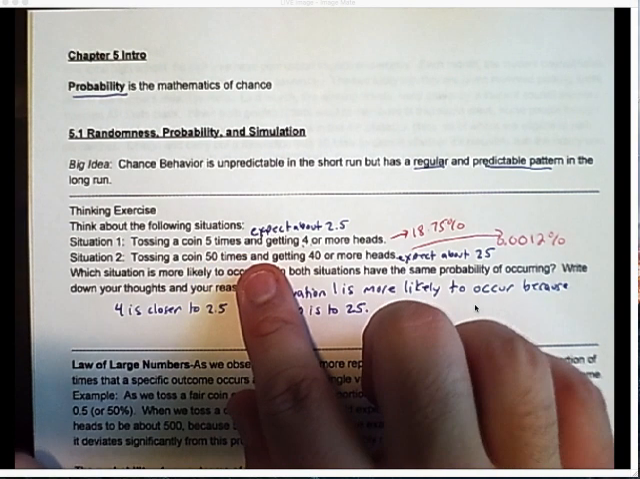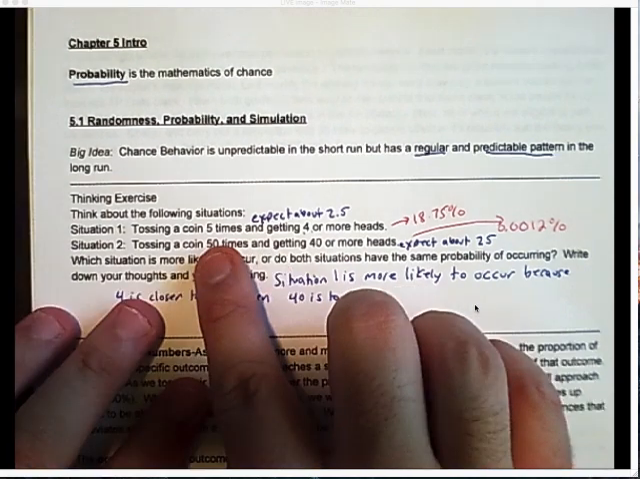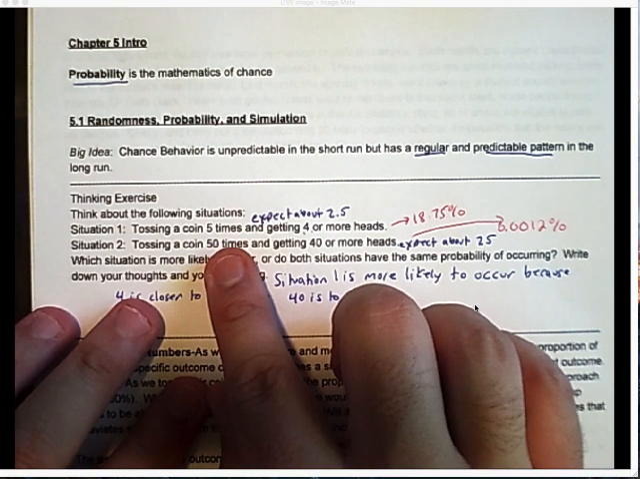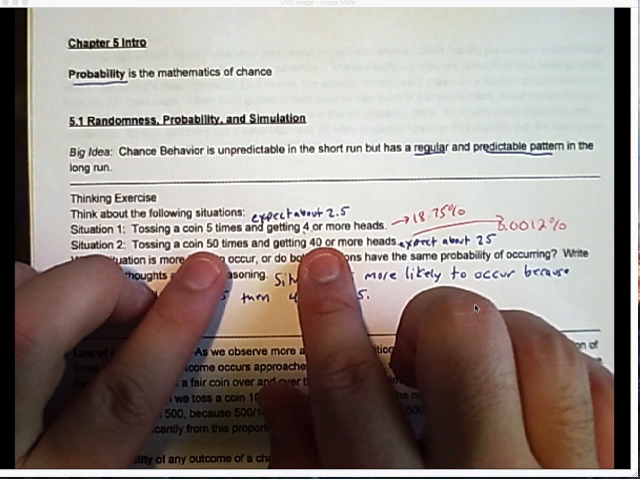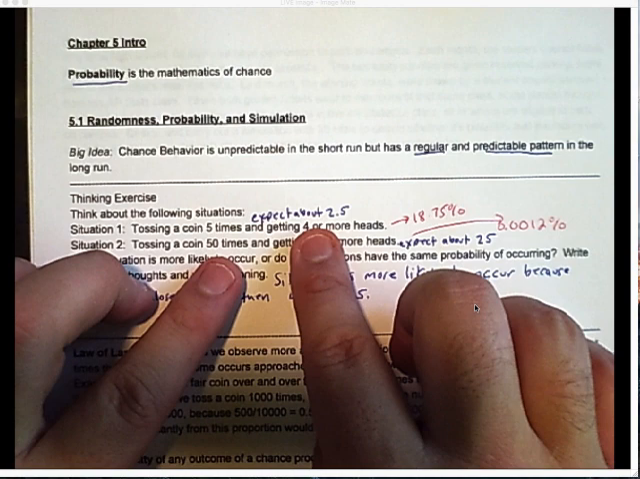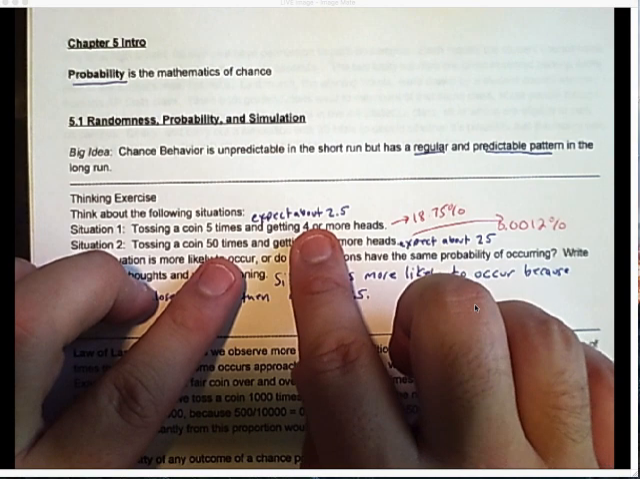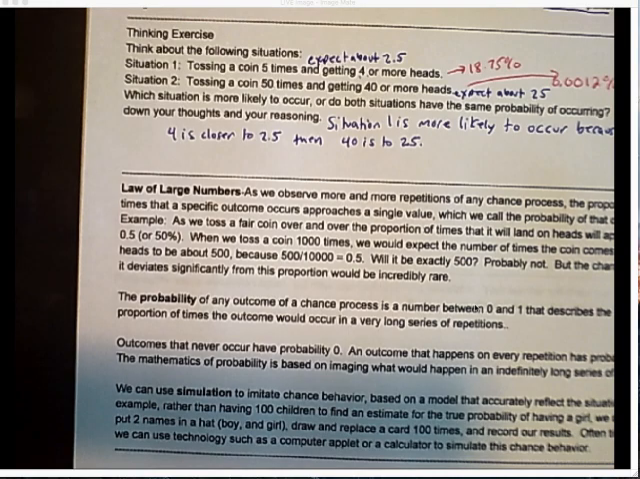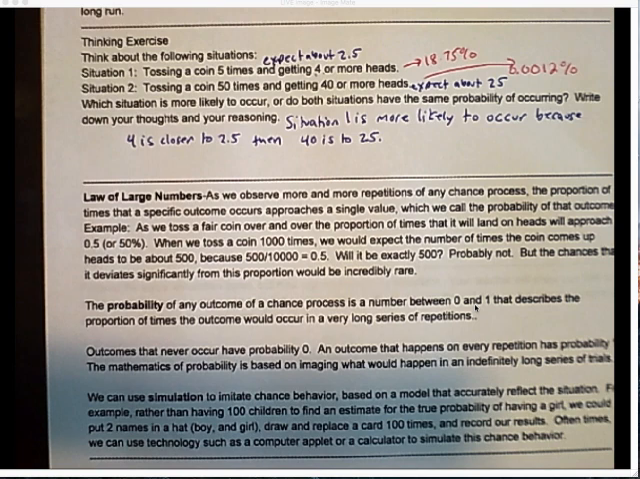Over the long run, if we toss a coin many times, we expect it to come up heads about 50%. The further we get away from that, the less likely it is to occur. 2.5 is much closer to 4 than 25 is to 40. And that illustrates the law of large numbers. What the law of large numbers says is, as we observe more and more repetitions of any chance process, the proportion of times that a specific outcome occurs approaches a single value, which we call the probability of that outcome.